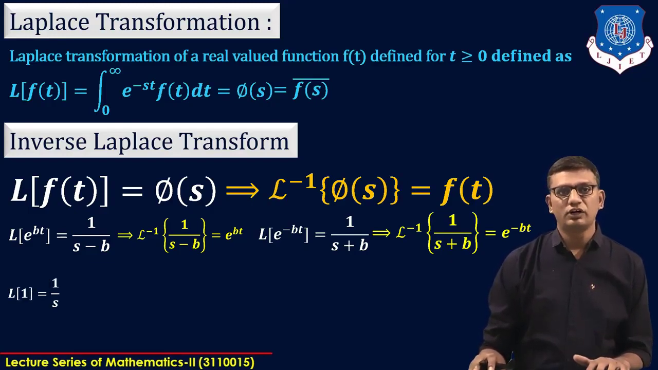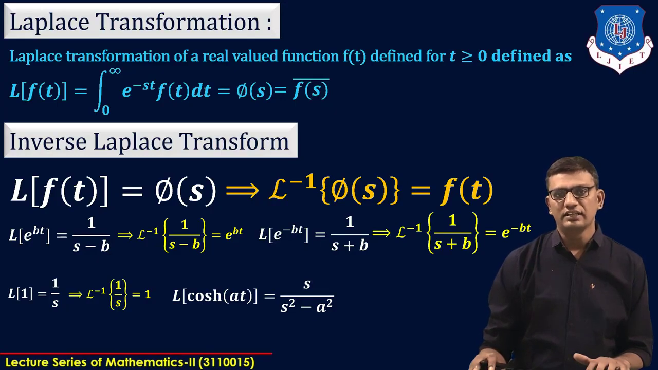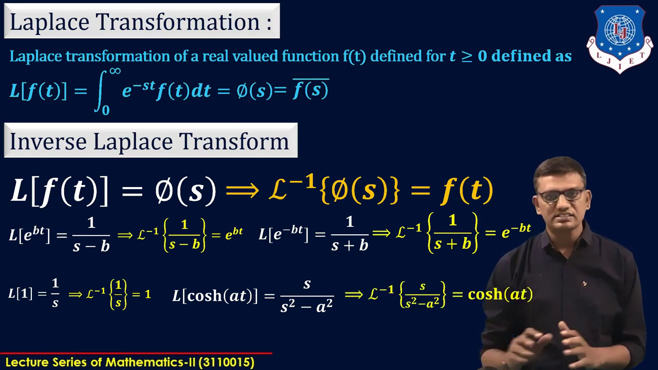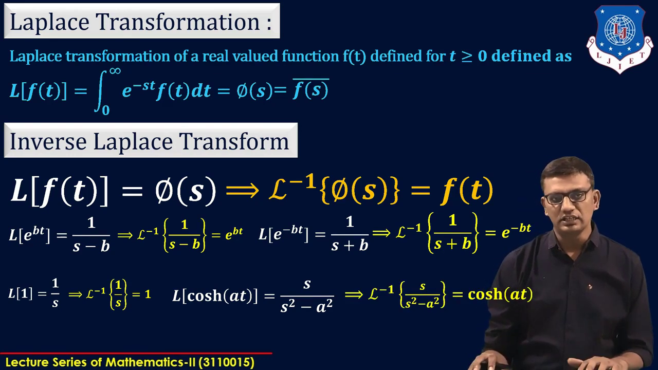Here Laplace of 1 is 1 by s, then inverse Laplace of 1 by s is 1. And the Laplace of cos hyperbolic at is s upon s square minus a square, then inverse Laplace of s upon s square minus a square is cos hyperbolic at.